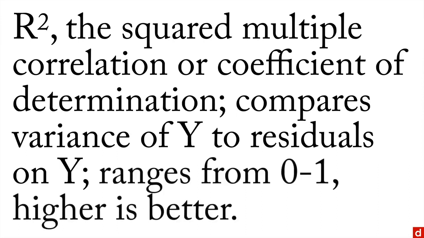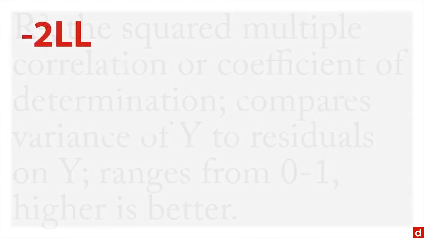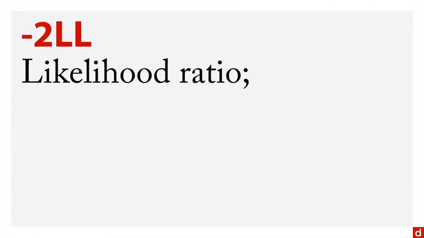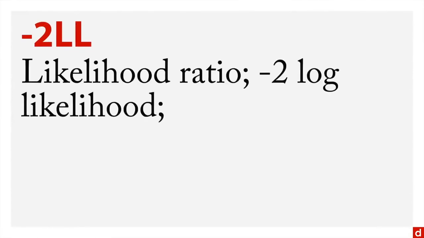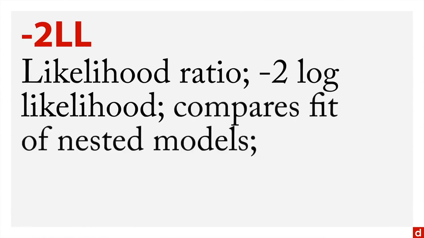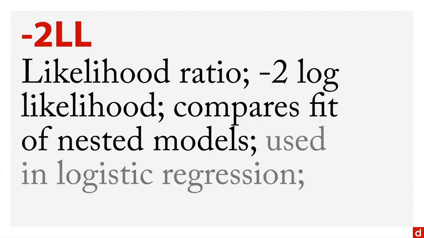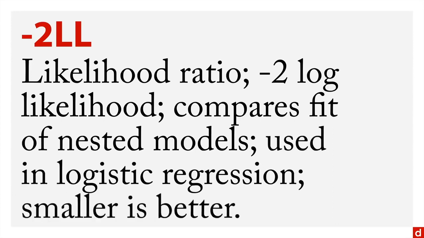The scores on R-squared range from 0 to 1, and higher is better. The next is -2 log likelihood. That's the likelihood ratio, or as I just said it, the -2 log likelihood. And what this does is it compares the fit of nested models. We have a subset, then a larger set, then a larger set overall. This approach is used a lot in logistic regression when you have a binary outcome. And in general, smaller values are considered better fit.